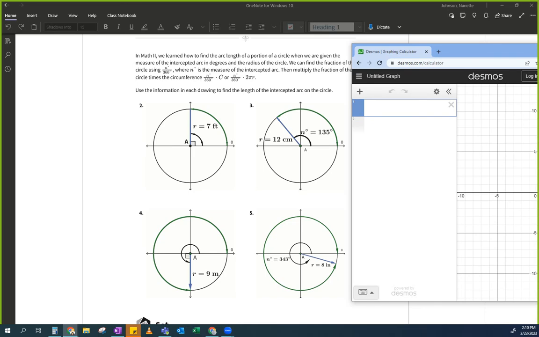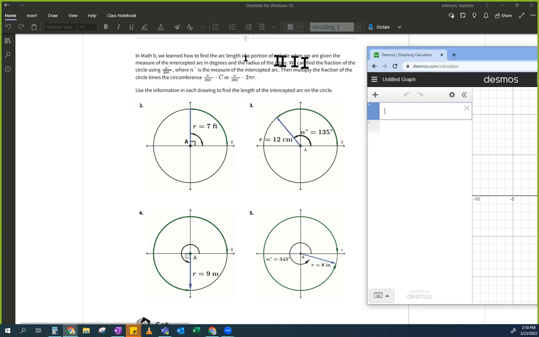All right, so welcome back. We are doing problem number 3 for 6.3, and it gives you all these directions, and they sound confusing.